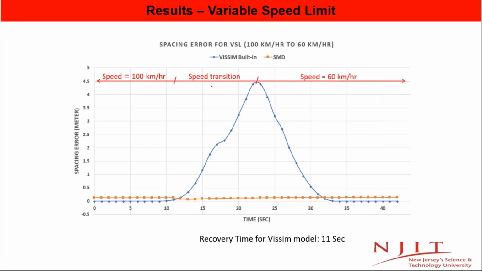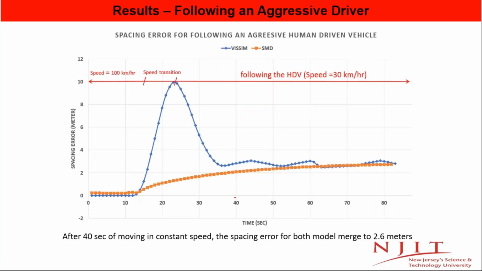An error of 4.5 meters is observed in the Vissim built-in module at the end of a speed transition phase, and it takes 11 seconds of moving at a constant speed of 60 km per hour for this error to fade. But for the SMD model, no noticeable error is observed in this scenario.